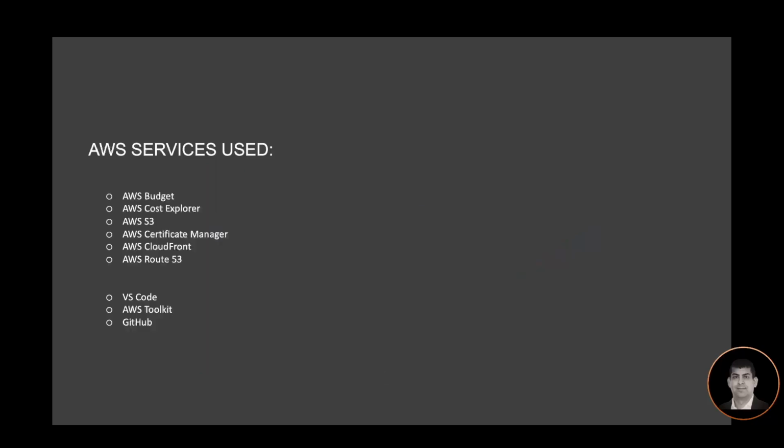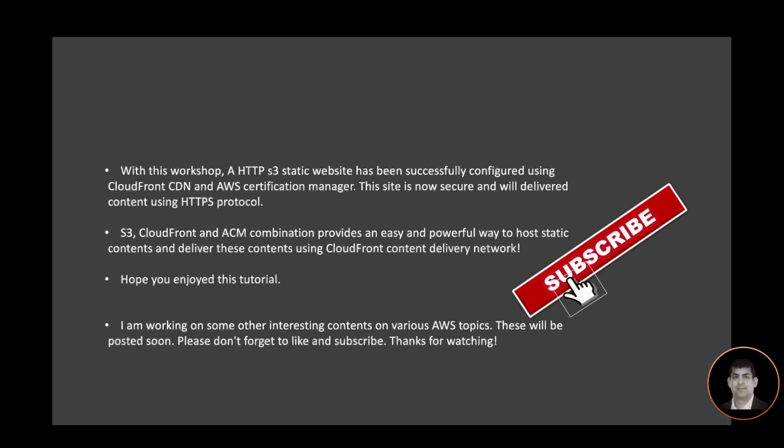Let's see the AWS services I have used for this workshop: AWS Budget and AWS Cost Explorer, just to monitor the cost. I'm using AWS S3 to host my static website, and AWS Certificate Manager, CloudFront and Route 53 to configure the HTTPS SSL protocol. So with this workshop, an HTTP S3 static website has been successfully configured using CloudFront CDN and AWS Certificate Manager. This site is now secure and will deliver content using the HTTPS protocol.